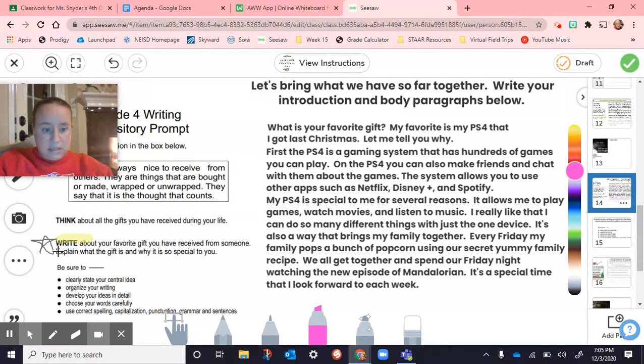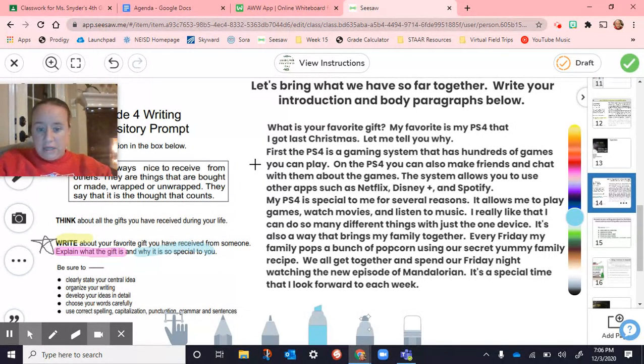Right here it says, explain what the gift is, and then it has a second part where it says, and why it is so special to you. So they don't want to know just why this is your favorite gift and all the reasons it's your favorite. It's very specific. Explain what the gift is. If I'm talking about the PS4, I have to explain what the PS4 is, what that gift is. Then I have to say why it's so special to me.